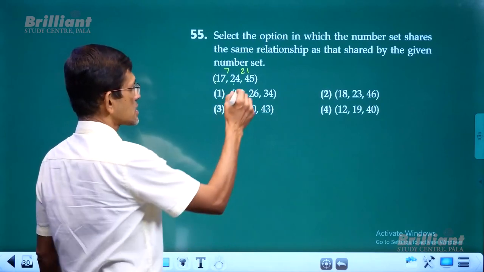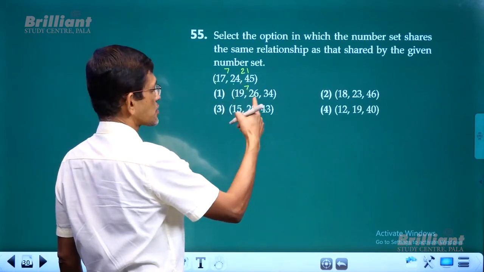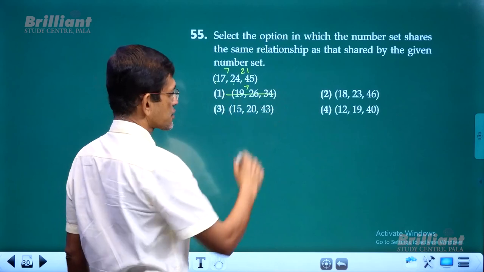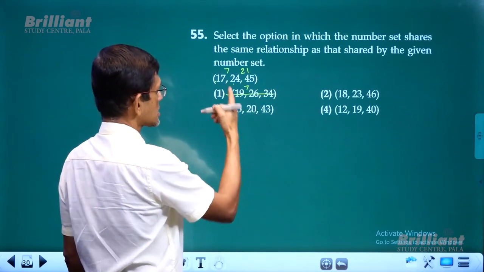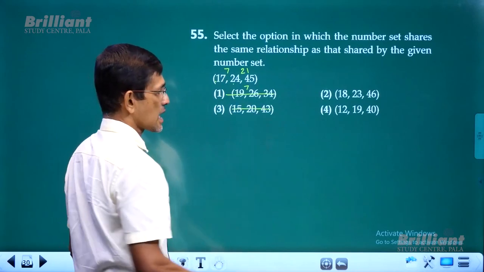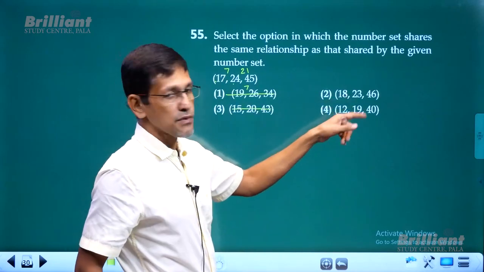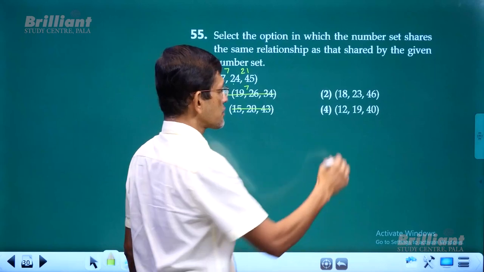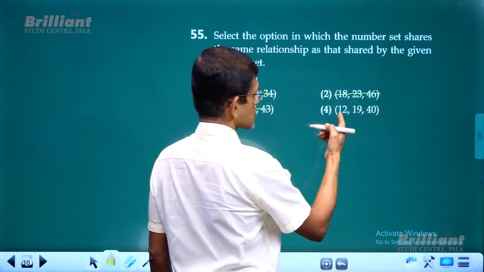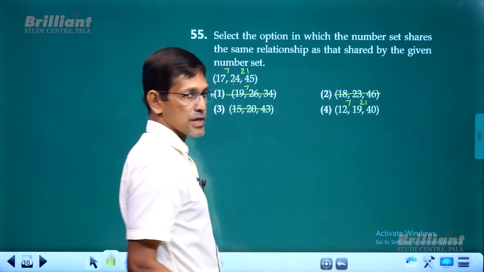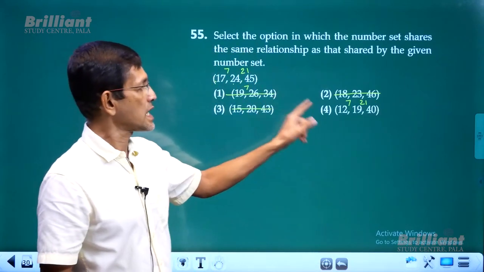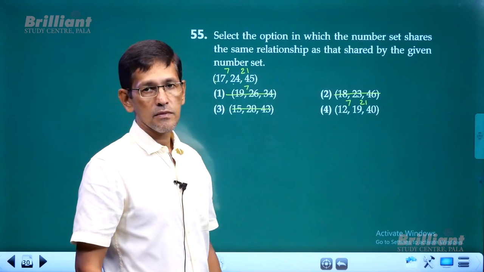19 plus 7 is 26. 26 plus 21 is not 34. So the first one doesn't give you the answer. 15 plus 5 is 20. Actually, the first difference would be 7. That cannot be the answer. 18 and 23, well, 18 plus 7 is not 23. We don't get the answer from that as well. So 12 plus 7 is 19. 19 plus 21 is 40. Perfectly all right. So the answer is 12, 19, and 40. We got it.